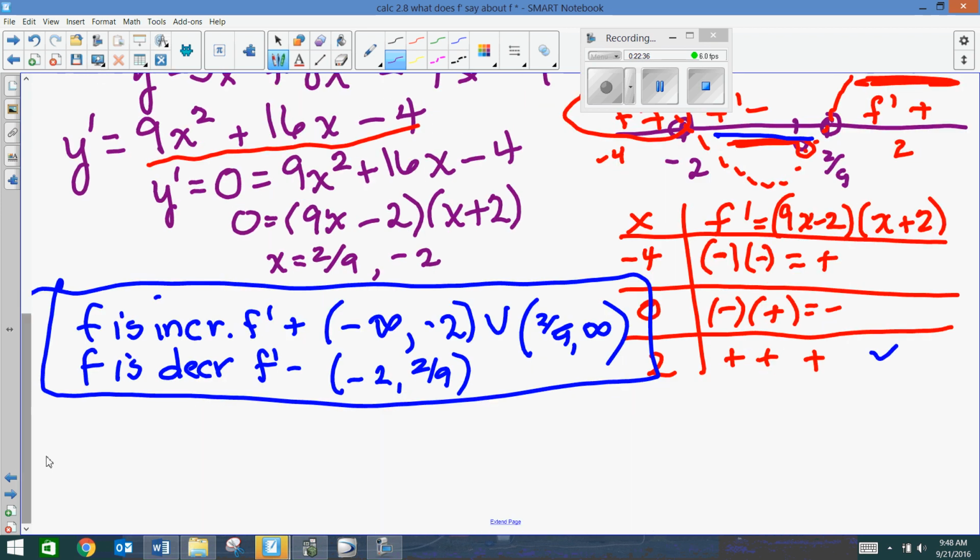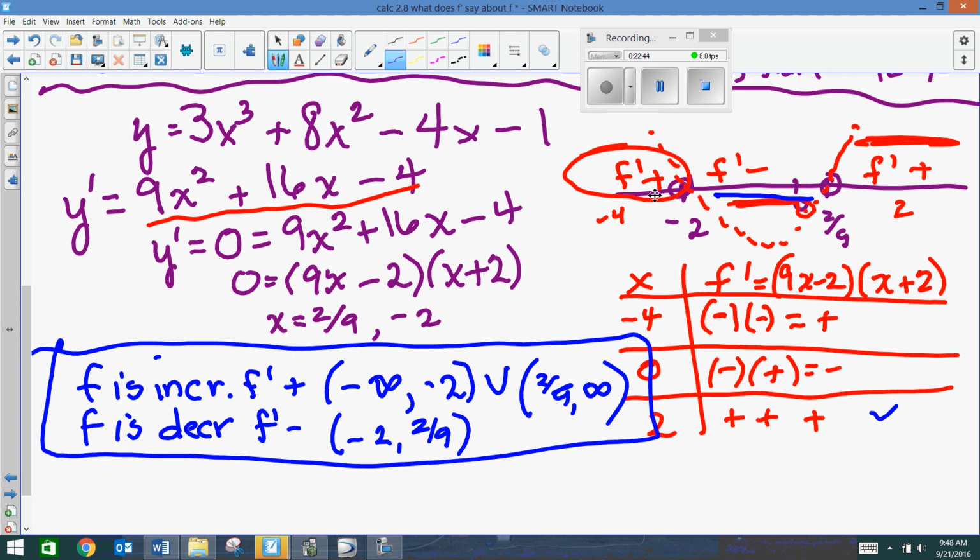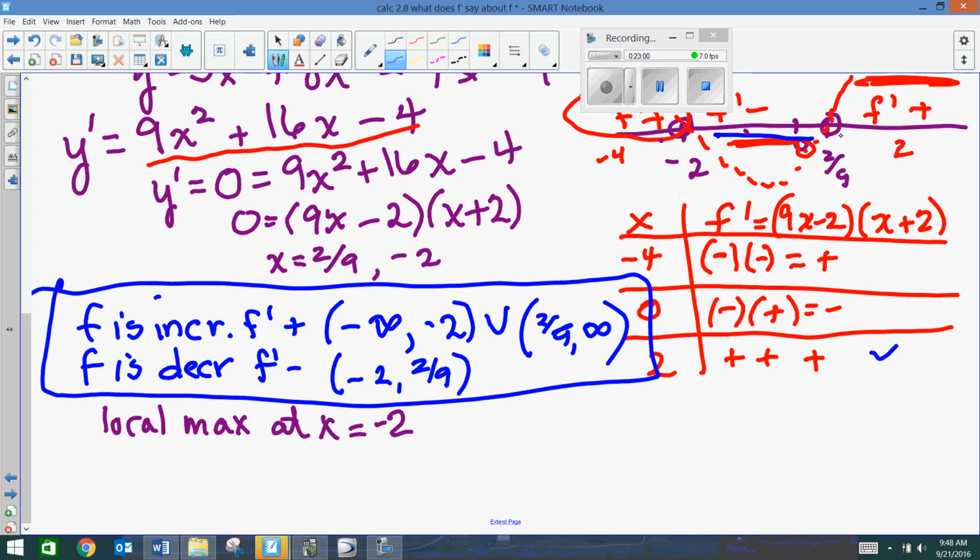Oh, wait a minute. Let's talk about local max. Where's our local max? If you look at your graph here, you went from positive to negative, so there's a local max at that split, which is negative 2. And then we went from negative to positive at 2/9, so that's a local min at x equals 2/9. Okay?